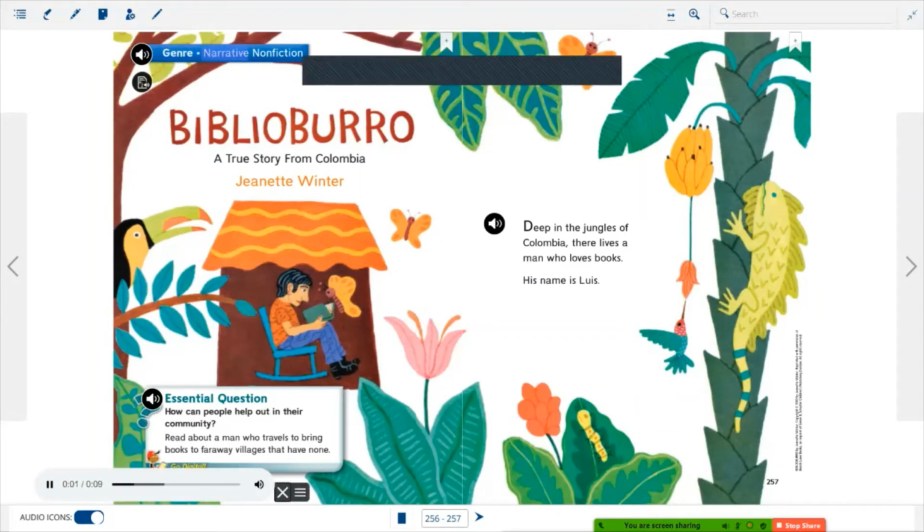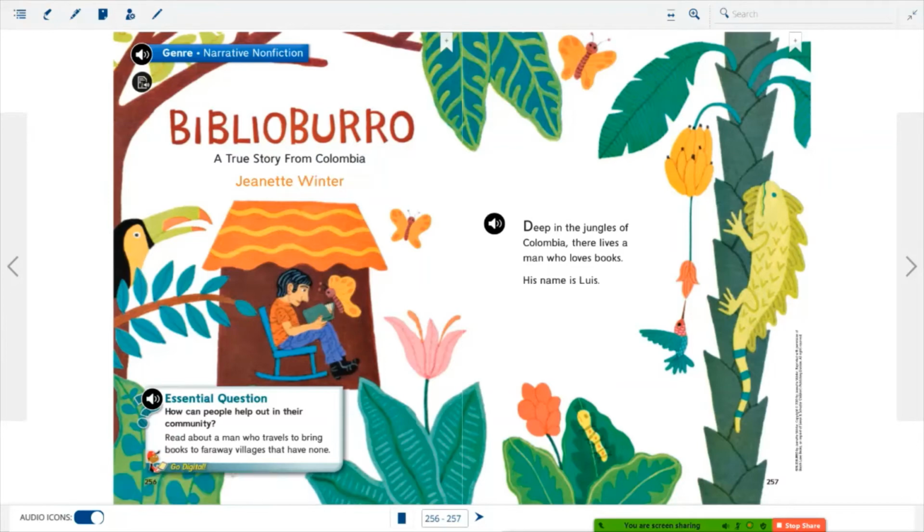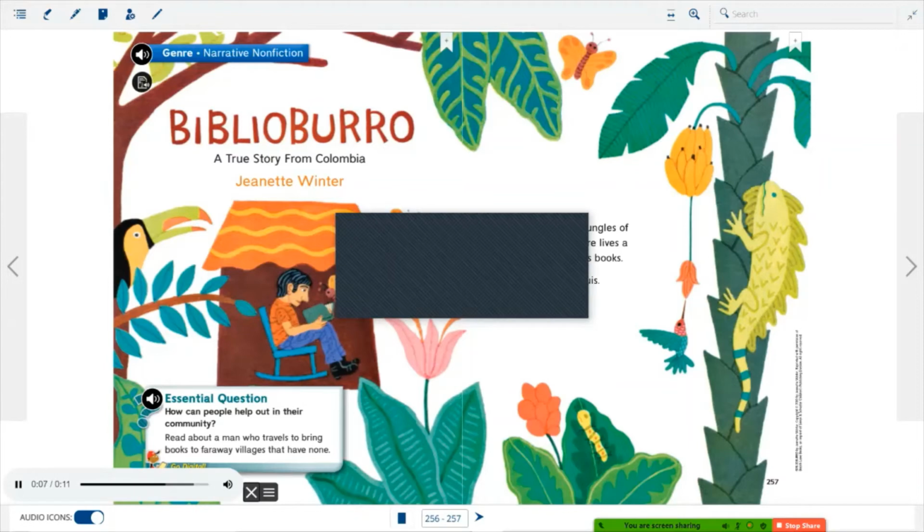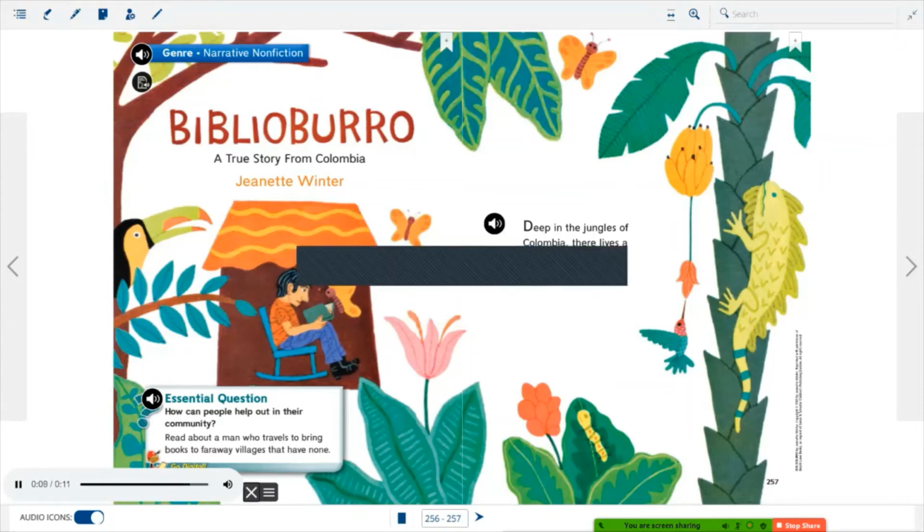Genre: narrative nonfiction. Biblioburo, a true story from Colombia. Jeanette Winter. Essential question: how can people help out in their community? Read about a man who travels to bring books to faraway villages that have none.